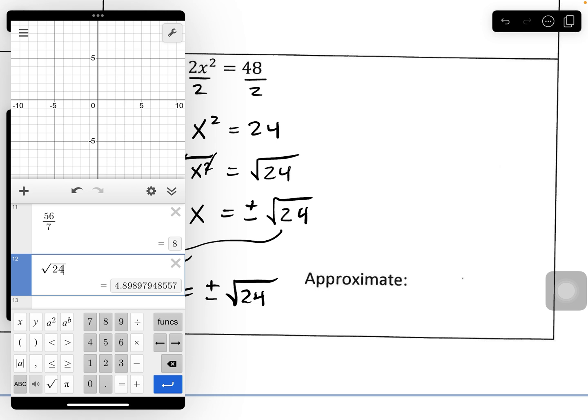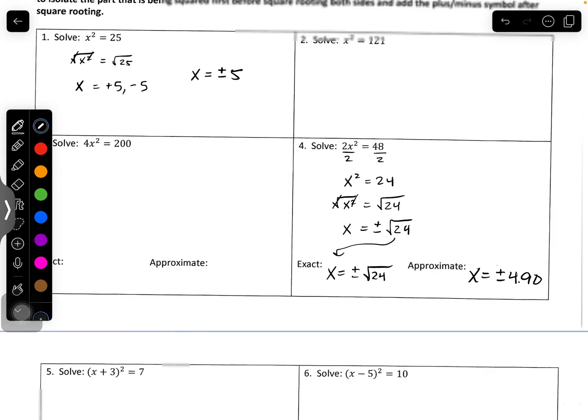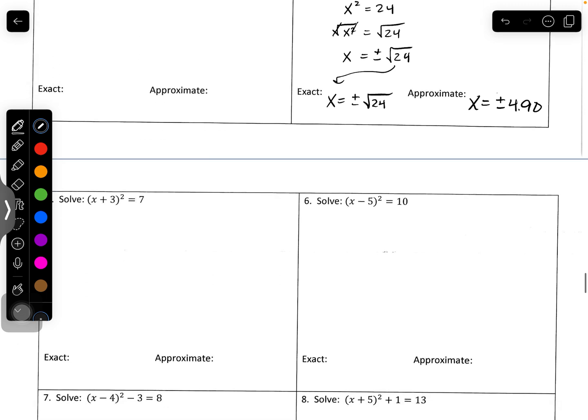Now, that approximate solution is also plus minus, but just rounded to the nearest hundredth, the decimal that you see in the calculator. So in this case, x is equal to plus or minus 4.90.